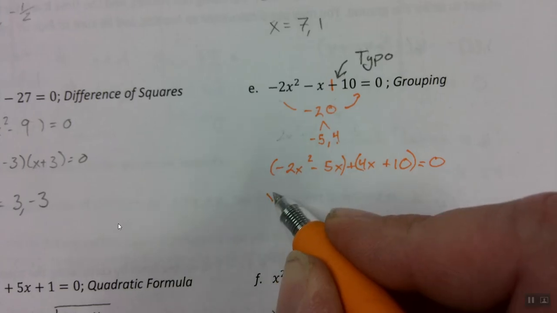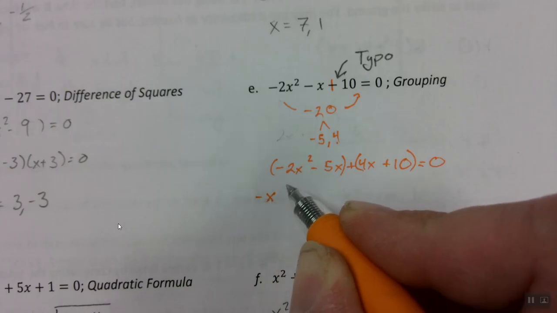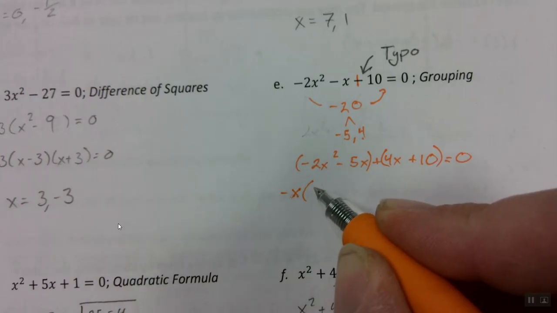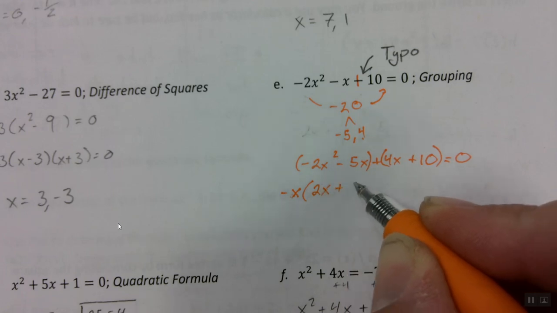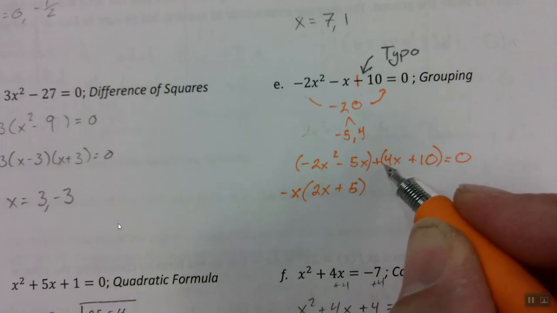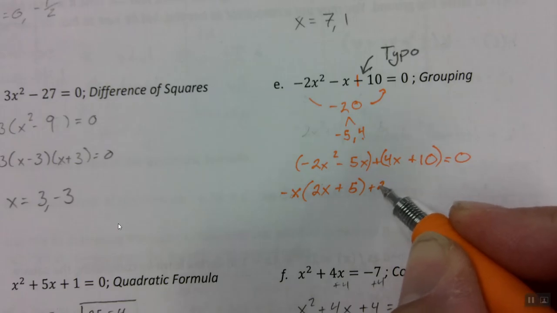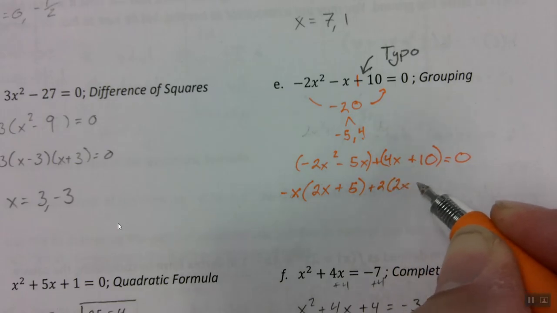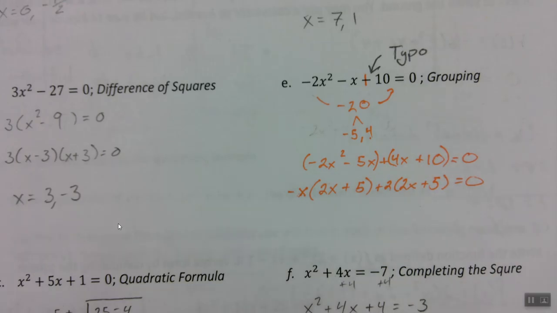X? You want to do -x? I'm good with that. What does it leave behind? 2x plus 5. What could we possibly take out of this group to ensure that I leave behind a 2x? A 2. If I take a 2 out of that, it's a 2x plus 5. I can now see both factors. What is one of them?